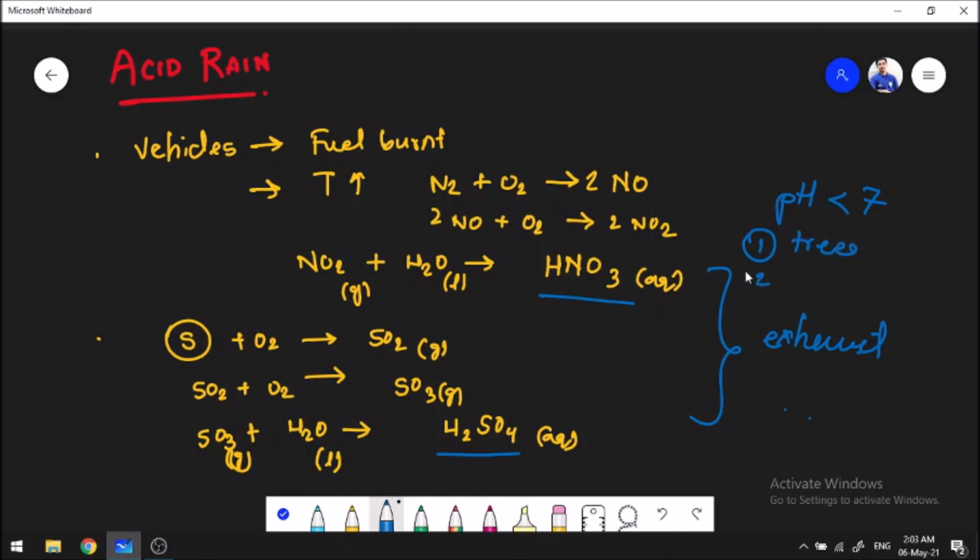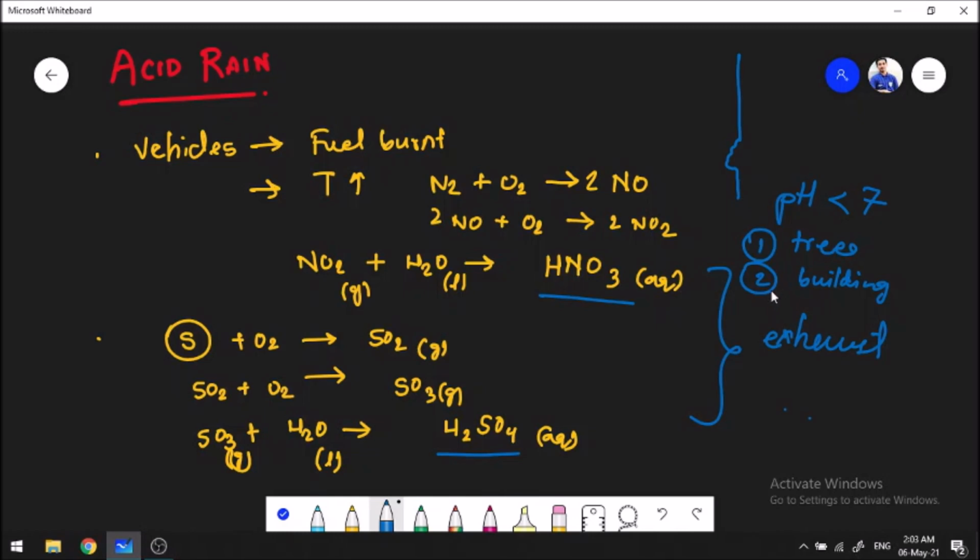And the second problem that they cause is they can destroy buildings. Buildings are sometimes made with limestones, and they contain carbonates, and carbonates are bases, as you know. So these carbonates, or the bases, react with that acid and undergo a neutralization reaction, and slowly the wall that you see like this, with time it will get corroded because of acid rain.